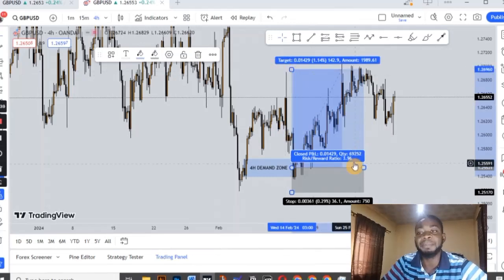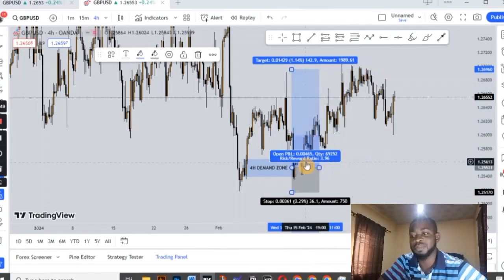So this is actually the perfect way to draw your demand zone. The perfect way to draw your demand zone. You understand, right? So this is how to draw your demand zone.